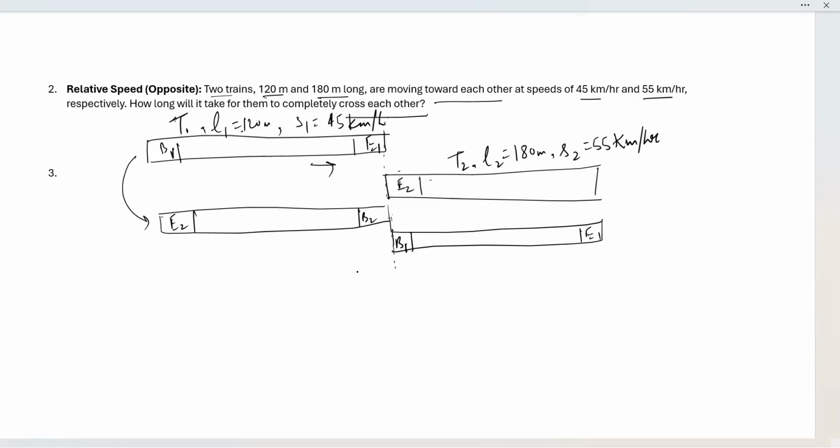Now, in this position, what is the distance? Again, we will use the concept of relative speed. Here we tell the train to stop: you don't move, let B1 do the moving and cross. You just stay stationary. Since both trains are moving in opposite directions, their relative speeds will add. So the relative speed of train one with respect to train two will be the sum of their speeds, because they are in opposite directions. So 45 plus 55.